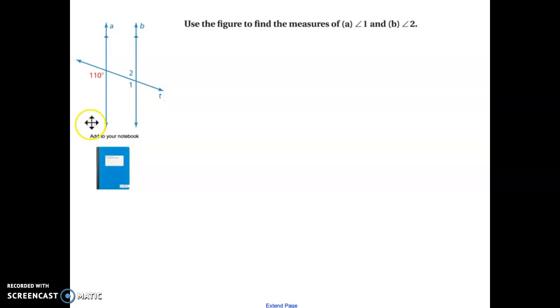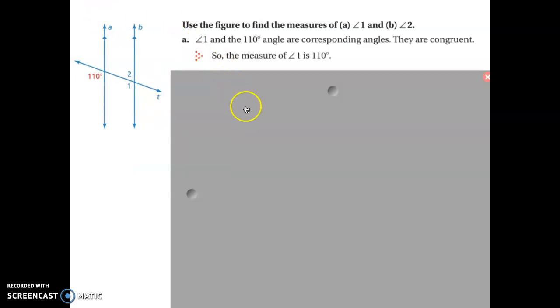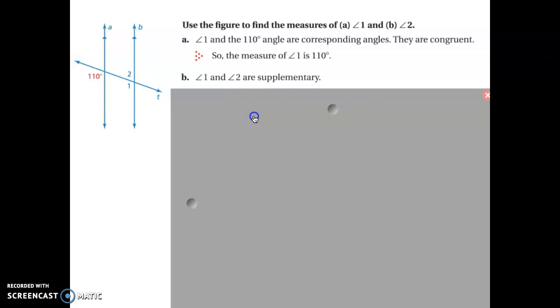Note that over here we have a 110 degree angle. That's all we have, but we're going to use that 110 to find angles 1 and 2. So have this drawing in your notebook and get ready to add some more. Okay, so angle 1 and the 110 degree angle are what are called corresponding angles. They are congruent. Corresponding means they are in the same relative position, and congruent means that they're equal to one another. So angle 1 is 110, and then we already have the other 110 degree measure there. So that's congruent. As I said, we'll take a note on congruent in just a minute.